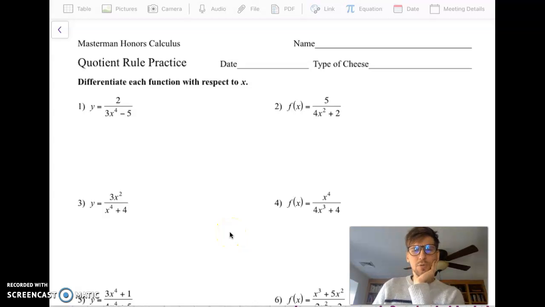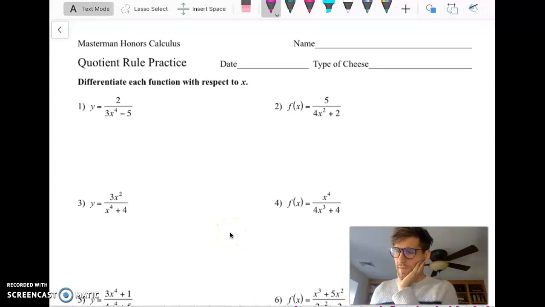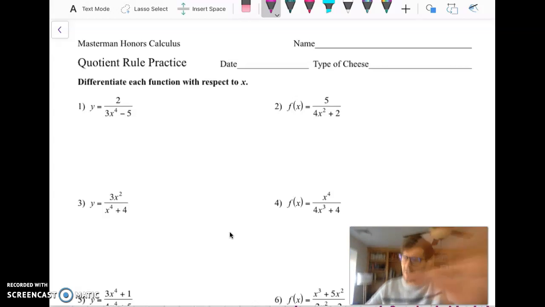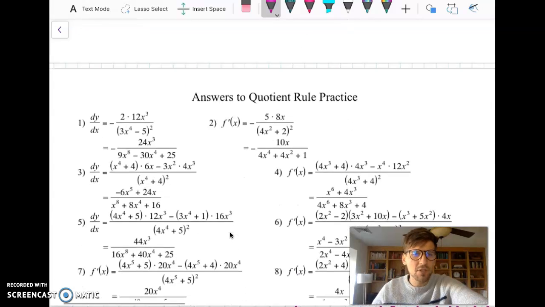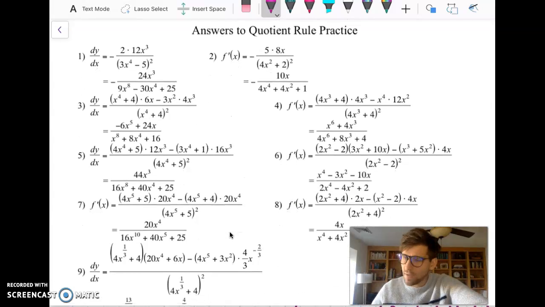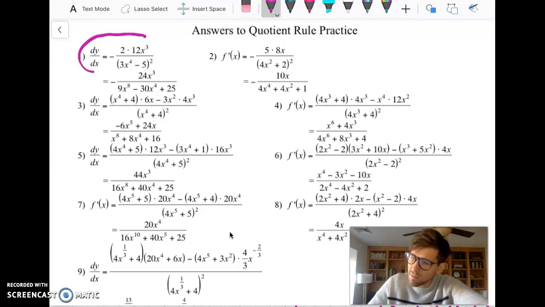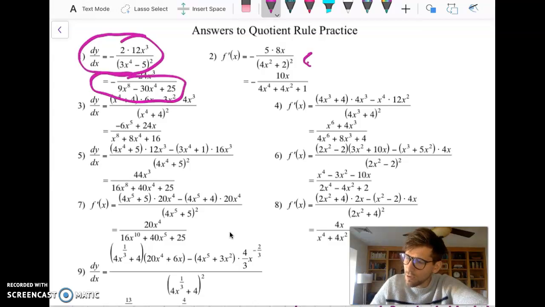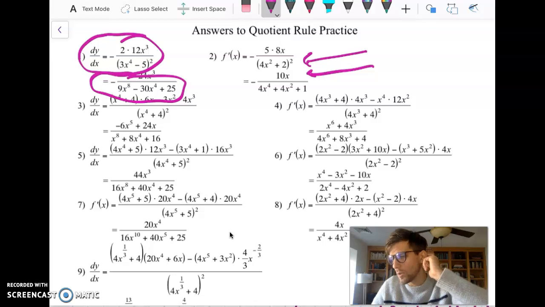So what I have posted on Google Classroom, you may have seen, is this document for the quotient rule practice. I did put a little description that there are some issues. I don't necessarily love the way they express the answers in the answer key. It gives you two answers: a totally unsimplified one, and then a fully simplified one. What we've realized is that we leave the denominator unsimplified, but we should simplify the numerator. That's how it's been working well for us.